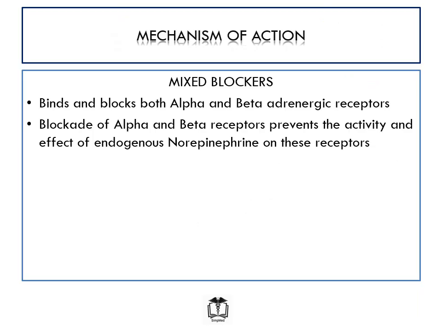The mechanism of action of the mixed blockers is not different at all from the ones for the alpha and beta blockers, in the sense that the mixed blockers tend to work on both alpha and beta adrenergic receptors. So they block those receptors and prevent the natural ligand from working on either of the receptors.